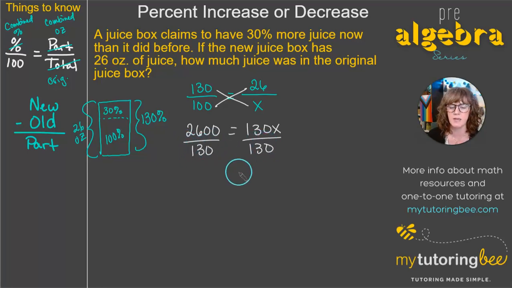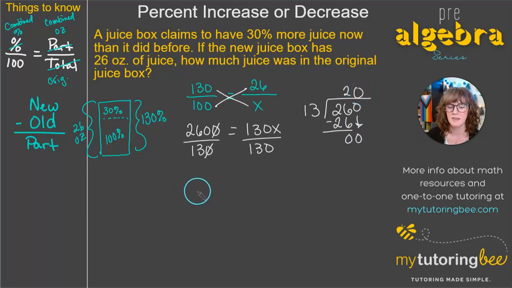Divide by 130. We can take a little bit of a shortcut here. Whenever we can reduce a fraction before we divide, that might make things a little bit easier. So I'm just going to reduce both the numerator and denominator by 10. And then let's divide. Let's see what we get. So we got 260 divided by 13. Well, 13 can go into 26 2 times exactly. So that is 2 times 13 is 26. And then 13 can't go into 0, so we get 20. So then that means that the original amount that was in the juice box was 20 ounces.